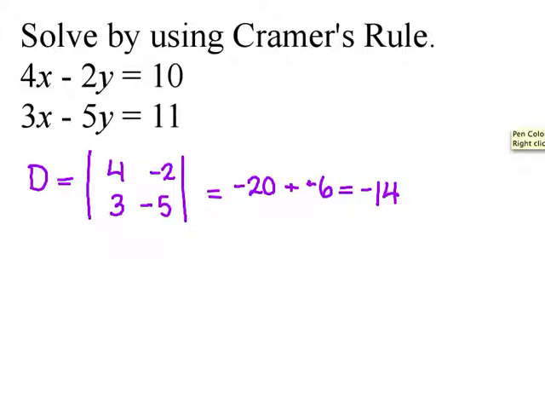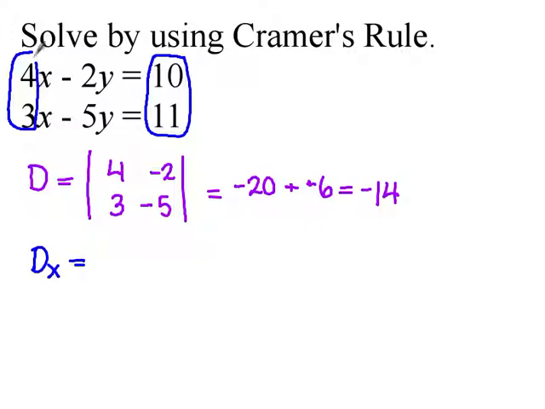Now what I need to do is find dx. So to find dx, once again, I've got a 2 by 2 matrix. What I'm going to do now is use the numbers I haven't used yet, the 10 and the 11. In place of the x column, the 4 and the 3, I am now going to put the 10 and the 11. That's why we call it d sub x. The y column will stay the exact same, negative 2, negative 5.